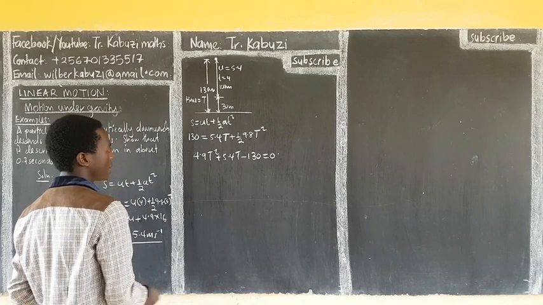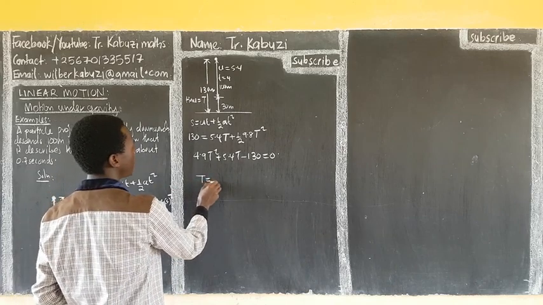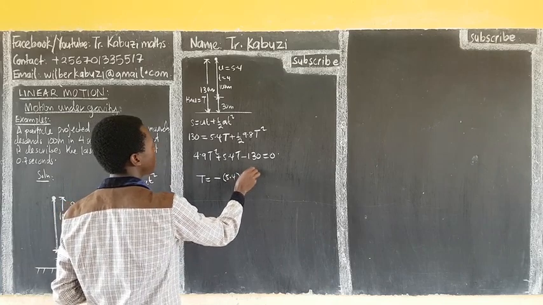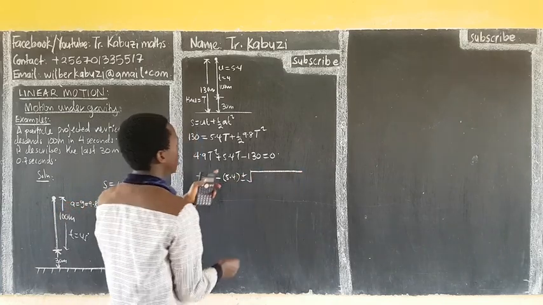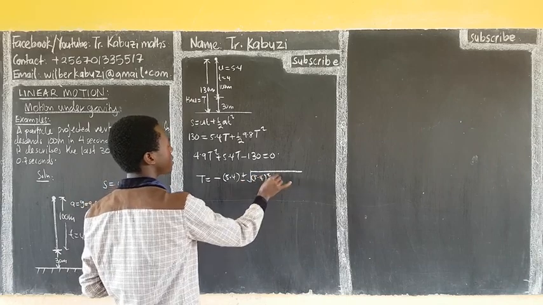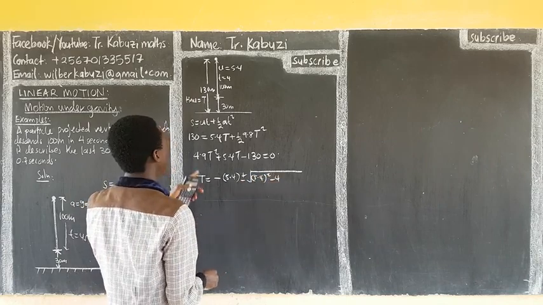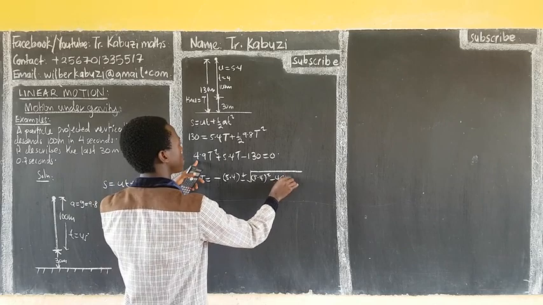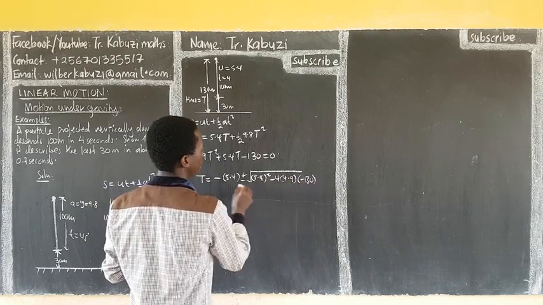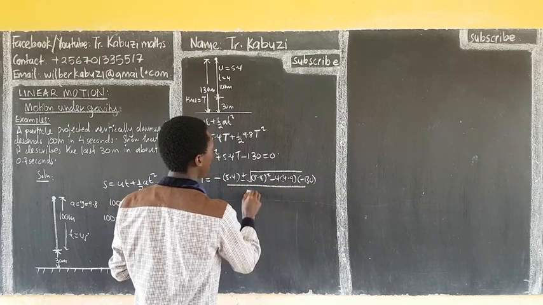This is not perfectly factorizable, so we use the quadratic formula. So my T will be minus 5.4 plus or minus the square root of b squared, which is 5.4 squared, minus 4ac, then the whole over 2a.